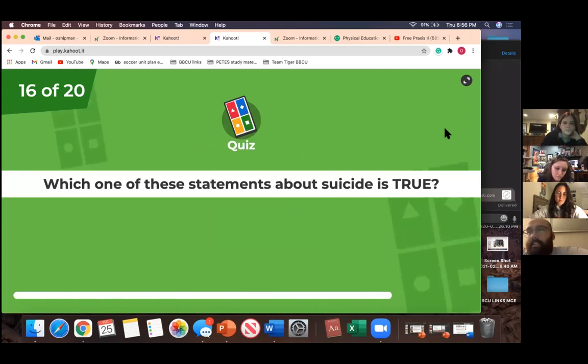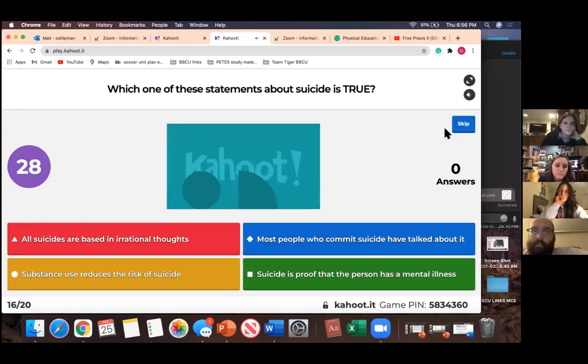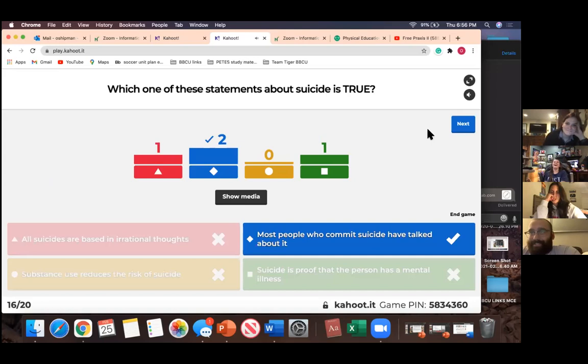Which one of these statements about suicide is true? All suicides are based in irrational thoughts. Most people who commit suicide have talked about it. Substance use reduces the risk of suicide. Suicide is proof that the person has a mental illness. Okay, I just picked the wrong one under duress because I was reading the question. Darn it. So most people who commit suicide have talked about it.